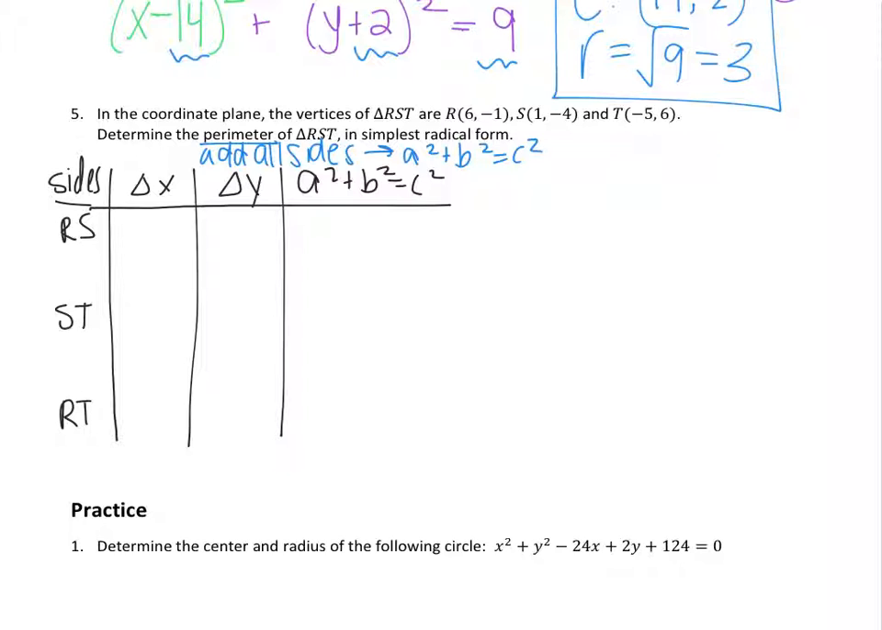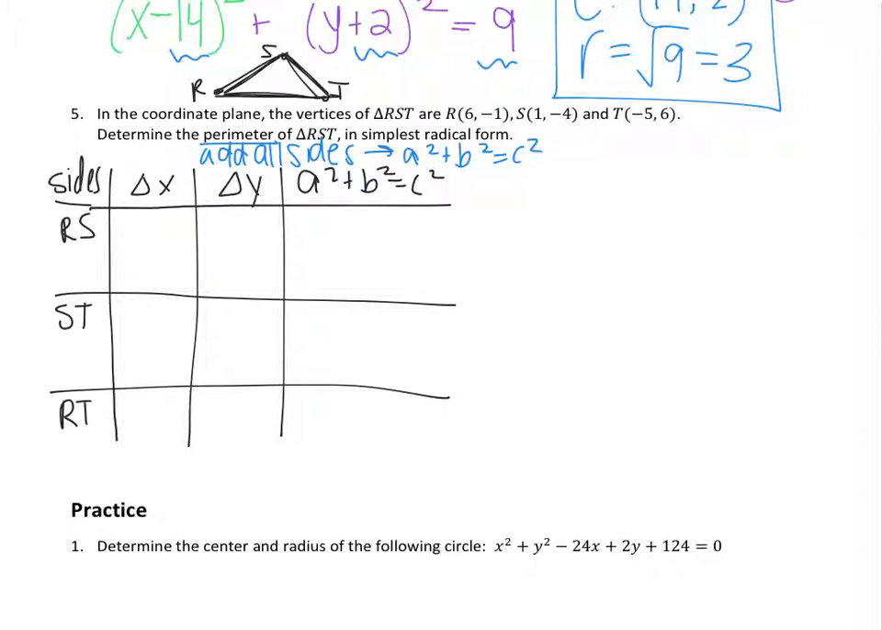If you think about plotting this triangle, you have R, then S, then T. So you just envision those side lengths, RS, ST, RT. What I like to do is write the coordinates beneath each of these letters, because it helps me when I'm calculating my changes. So R is 6, negative 1. S is 1, negative 4. The next one, S again, 1, negative 4. T is negative 5, 6.